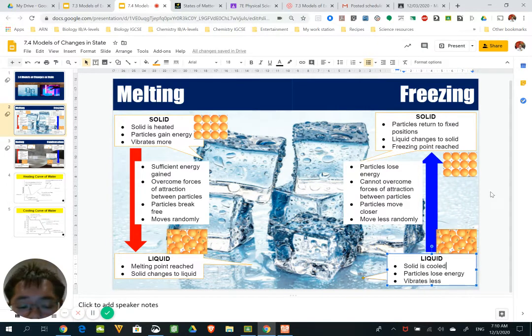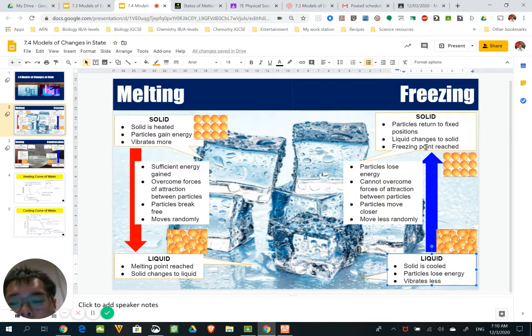Okay. So back again, your liquid phase, your solid will be cooled down. Particles will lose the energy and vibrate less. And as a result, they can't overcome the forces of attraction, and instead the forces of attraction build up. So the particles will move much closer, move less randomly, and move toward a fixed spot. Now, as soon as it decides to say, okay, my liquid will change into a solid, that is when you will say a freezing point has been reached.